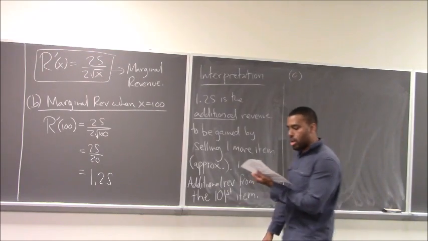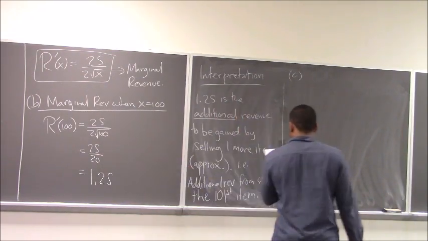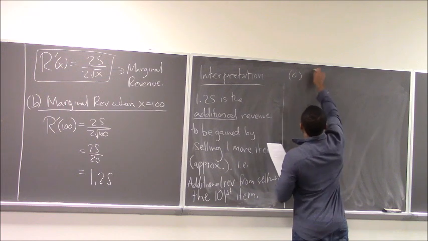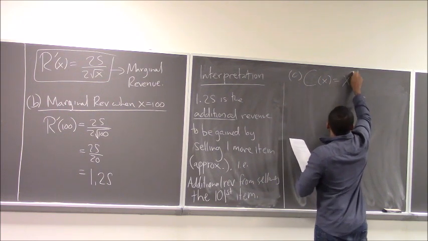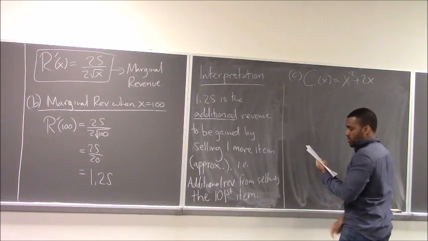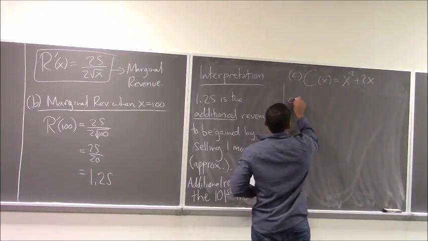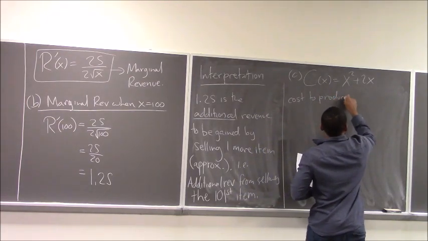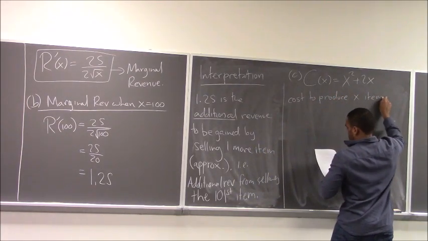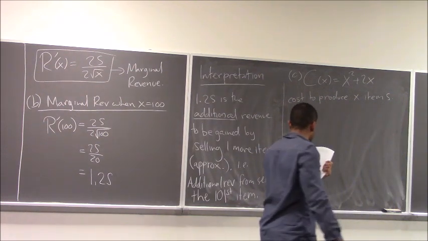So in C, we're given a cost function. This is the cost to produce X items. And we want now the marginal profit.